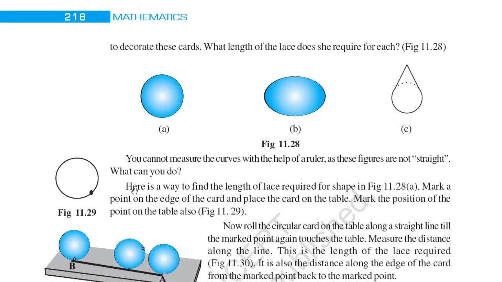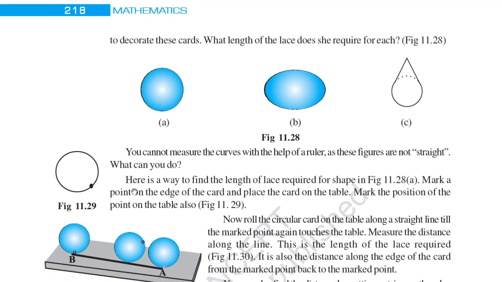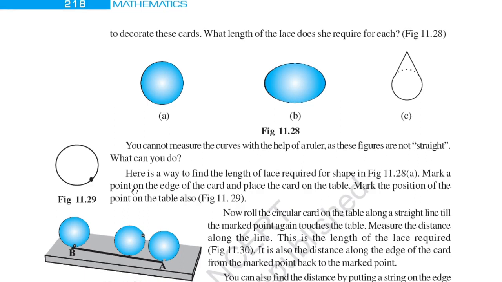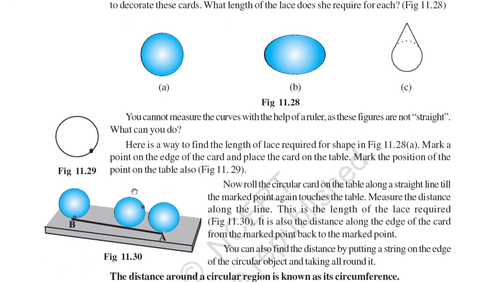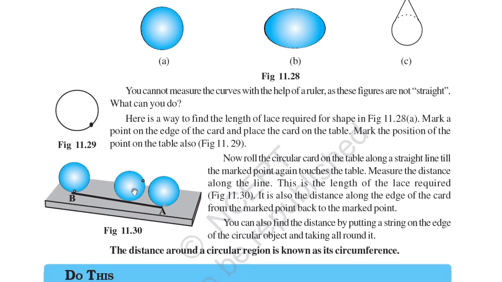What can you do? Here is a way to find the length of lace required for the shape in figure 11.28a. Mark a point on the edge of the card and place the card on the table. Mark the position of the point on the table also, as in figure 11.29. You can see they have marked that. Now roll the circular card on the table along a straight line till the marked point touches the table again. Measure the distance along the line. This is the length of the lace required, as in figure 11.30.